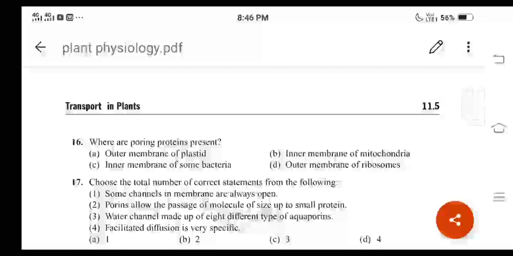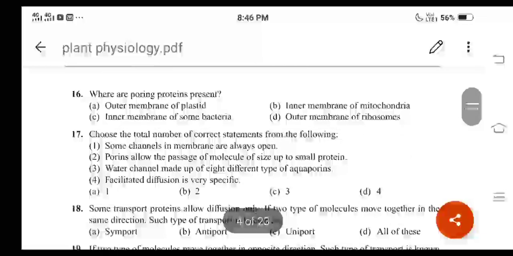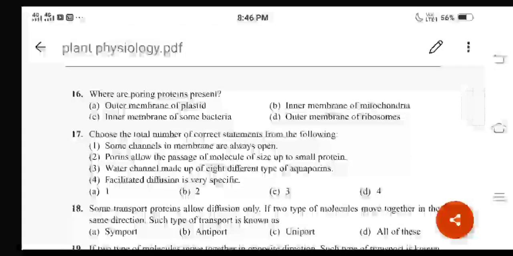Question number 16. Where are porin proteins present? Remember there is a small mistake in the question here. It says pouring proteins, but it should be porins. You can remove the G. Where are porin proteins present?